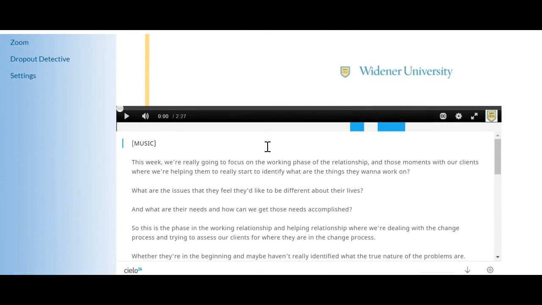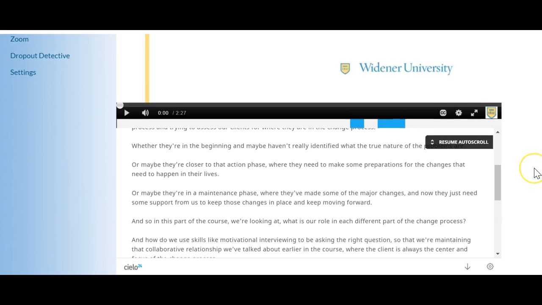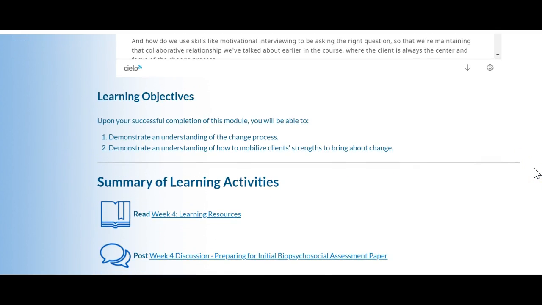We have an introductory video, transcript of that video. In terms of the learning objectives, you'll be able to demonstrate an understanding of the change process, as well as demonstrate an understanding of how to mobilize clients' strengths to bring about change.